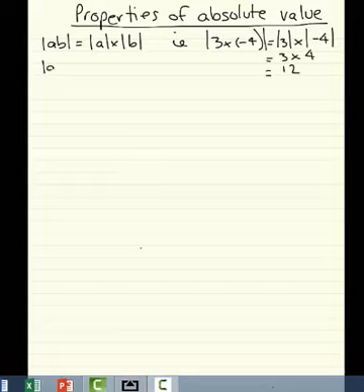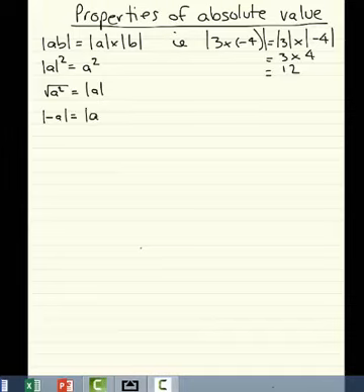Now the absolute value of A all squared is the same thing as A squared, because when you square a negative you still end up with a positive. The square root of A squared is equal to the absolute value of A, so even if A was negative, you're still going to end up with a positive in this case. The absolute value of negative A is equal to the absolute value of A. That makes perfect sense. Minus 3 is just as far away from 0 as 3.